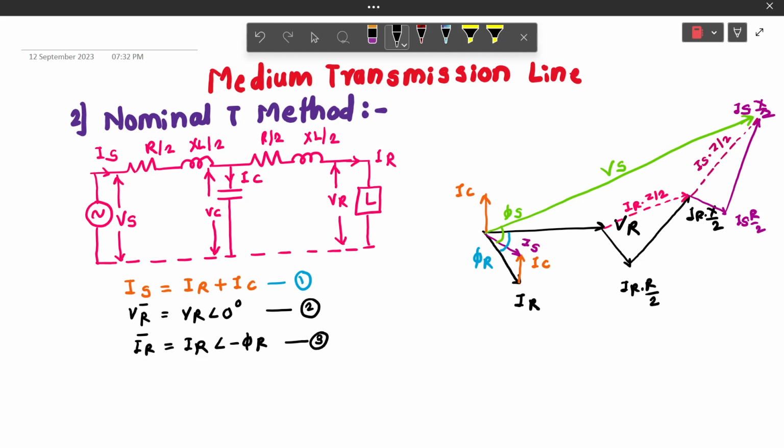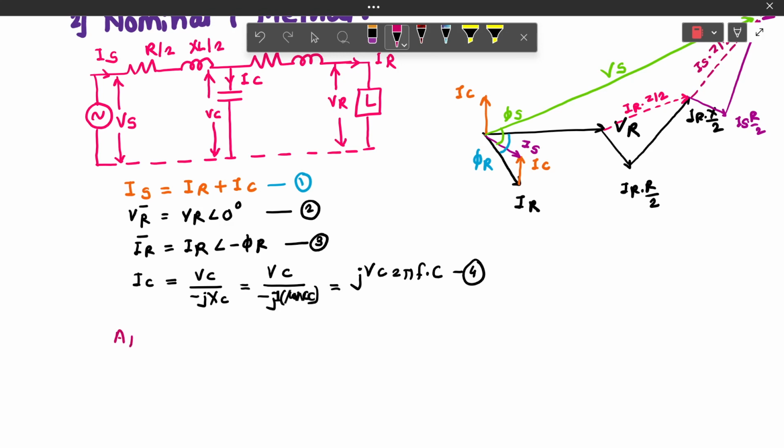Now, the current IC can be calculated by Ohm's law, I is equal to V by R, but in case of AC circuit, I is equal to V by Z. Here, capacitance is considered, hence IC is equal to voltage across it, Vc upon minus jXc, which can be written as j Vc 2 pi f c. Equation number 4. Applying KVL to loop 2.